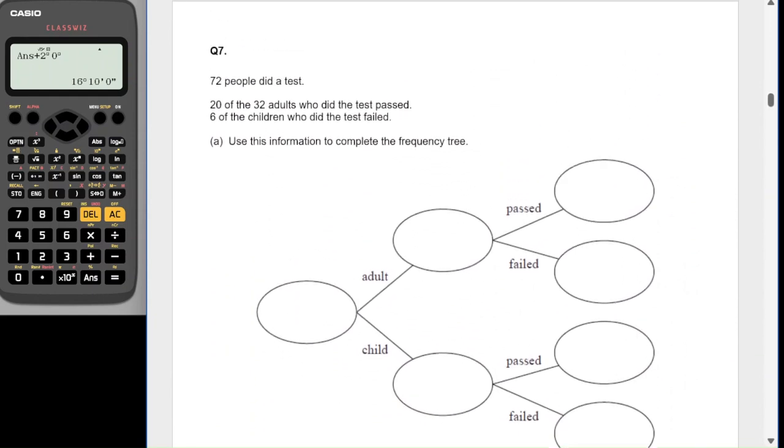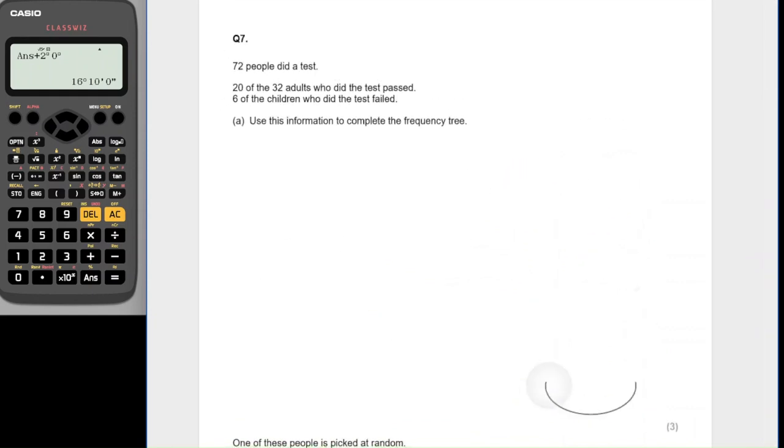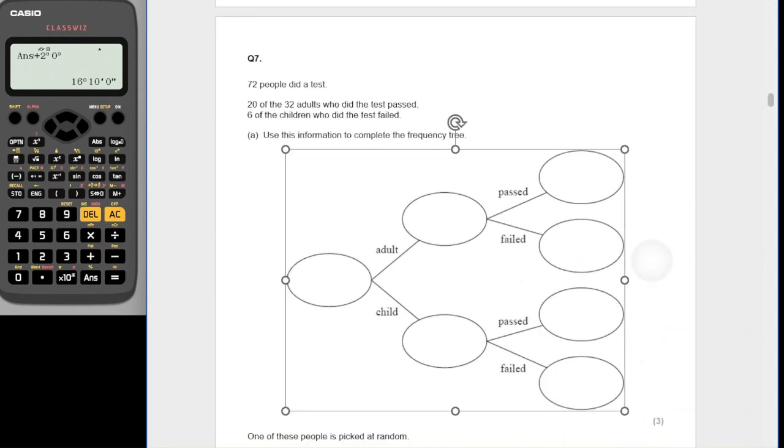Okay, question 7. 72 people did the test. 20 of the 32 adults who did the test passed. 6 of the children who did the test failed. Use the information to complete the frequency tree. So I'm going to get a feeling for it. Now I'm going to extract the information.